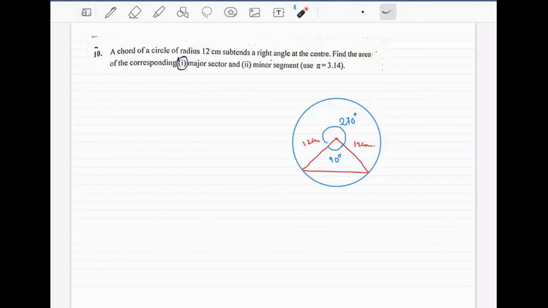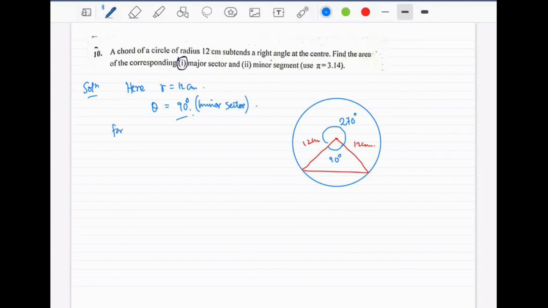You just find out the area that way. Okay, so start the solution. How much is the radius? Radius is 12 centimeter. Angle theta, or the sectorial angle, is 90 degrees. This is for the minor sector. So you mention here minor sector.